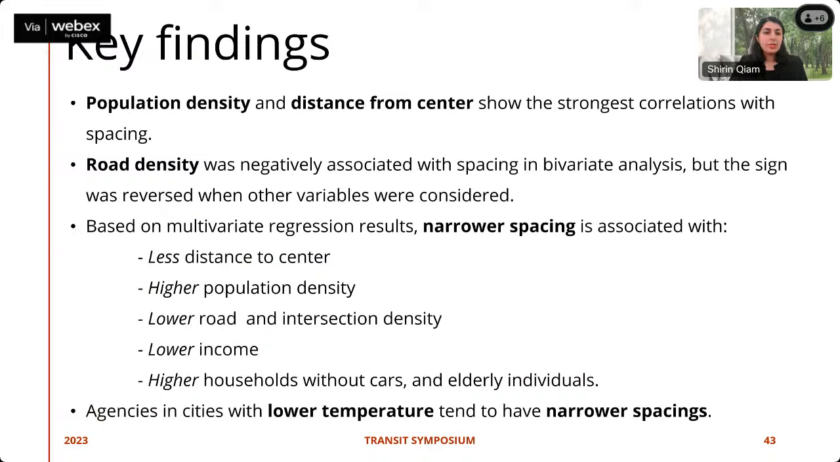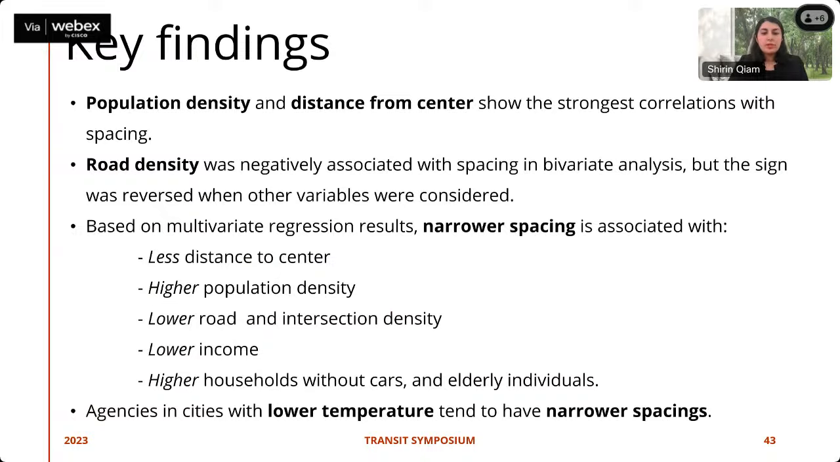And as a conclusion, I want to summarize some key findings. Population density and distance from center show the most influence on bus stop spacing. And it's reasonable because they are indicators of demand and trip length, and maybe that's the reason. Road density was negatively associated with bus stop spacing in a bivariate analysis, but when we consider all the variables together, this relationship turns out to be positive.